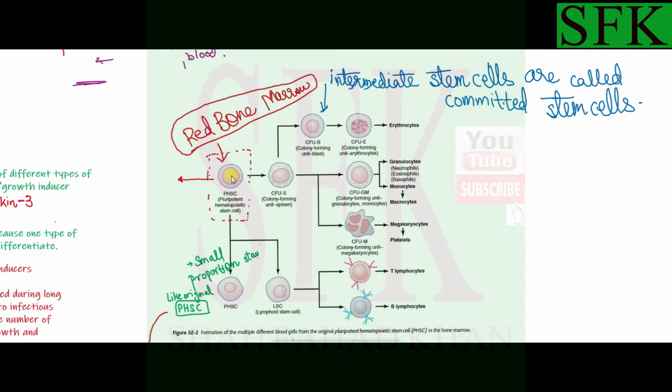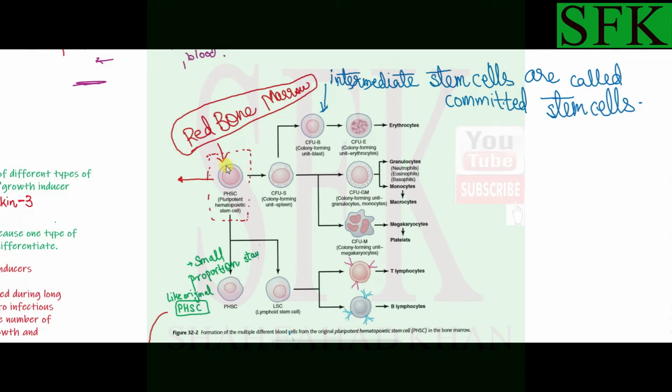A very small proportion of pluripotential hematopoietic stem cells remain as pluripotential hematopoietic stem cells. They give rise to themselves only, so as to replenish their supply, so as to provide more of themselves. But this is a very small proportion that does that. Now most of it forms different committed stem cells. Committed stem cells are basically those stem cells which get committed to a specific line of events that gives rise to a specific blood component.